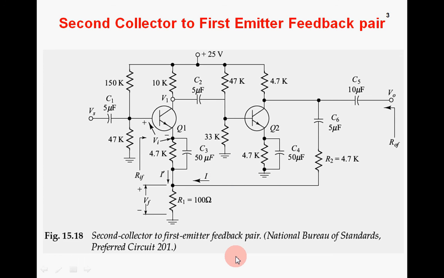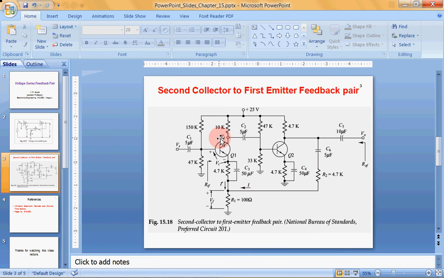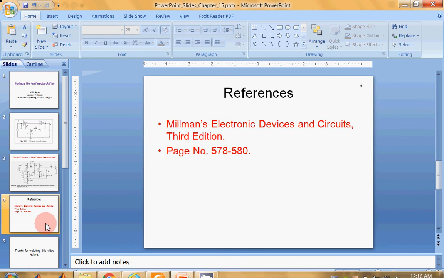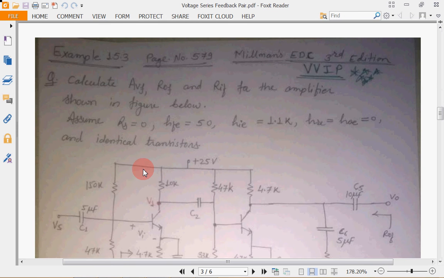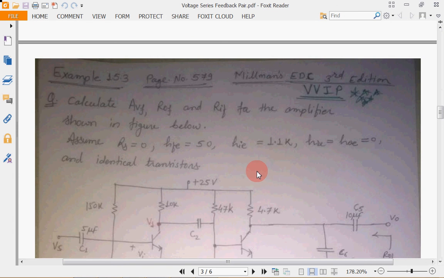This numerical is basically a solved numerical, but you have to understand how they have done all these calculations. It is given on page number 579 of Millman's Electronic Devices and Circuits, 3rd edition. I am showing you the reference here. On pages 578 to 580 you will find all these things that we have discussed so far. So the numerical is this. This is very important for your final exam.